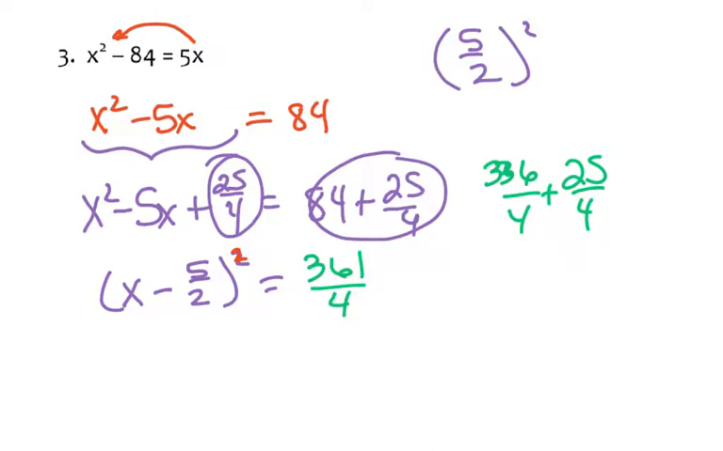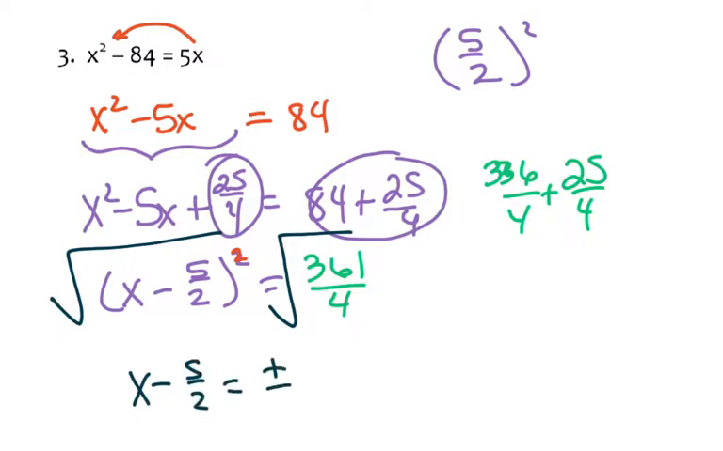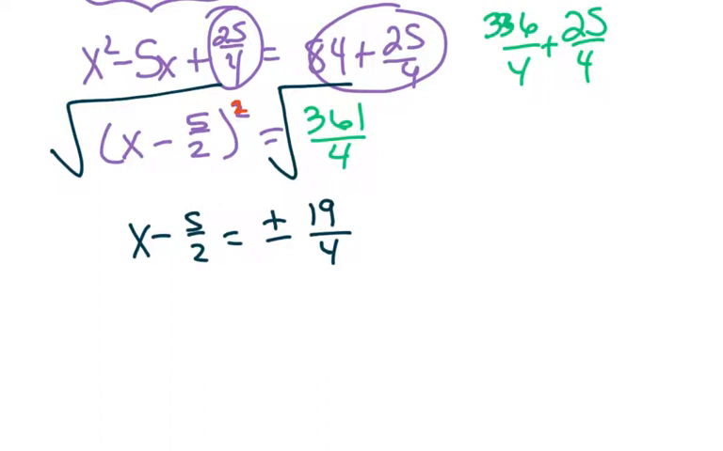Okay, now I'm going to take the square root of both sides. So I'm going to have x minus 5 halves equals plus or minus. Now the square root of 361 fourths, I know that the square root of 361 is 19, and the square root of 4 is 2, so that works out. And then I'm going to move my 5 halves to the other side. Oh, sorry, that should be a 2, not a 4.